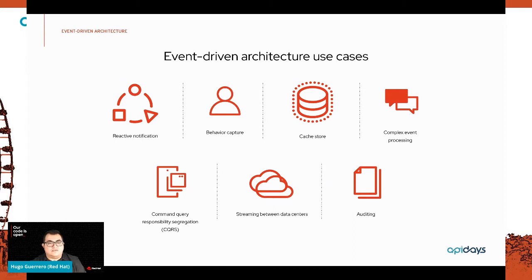From behavior capture, that was, for example, the original use case for creating Apache Kafka, where LinkedIn was tracking all these clicks happening in their system. You can have complex event processing, where you can see patterns on events or things that are happening in your system. You can also do CQRS for decoupling the reads and writes from your application. You can do event sourcing. You can do auditing. There are different interesting things to do with EDA or event-driven architecture.